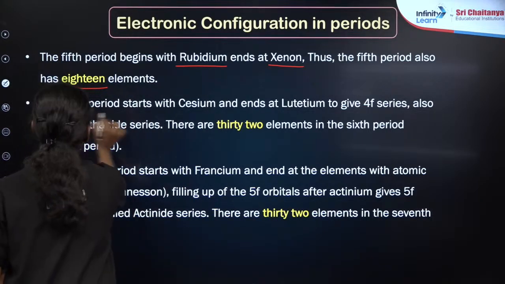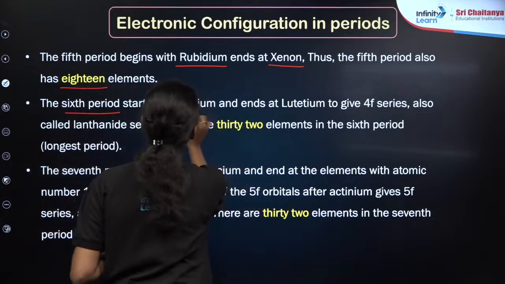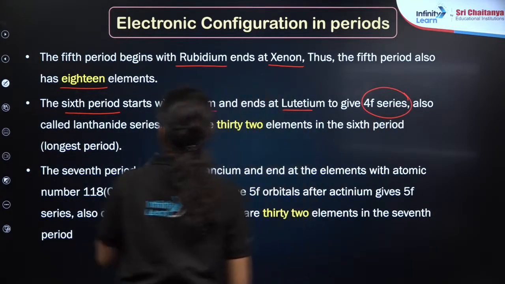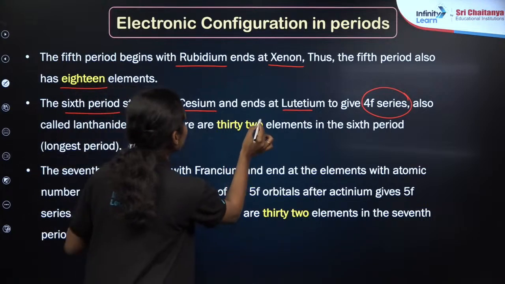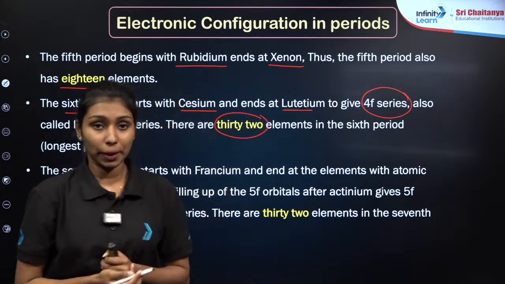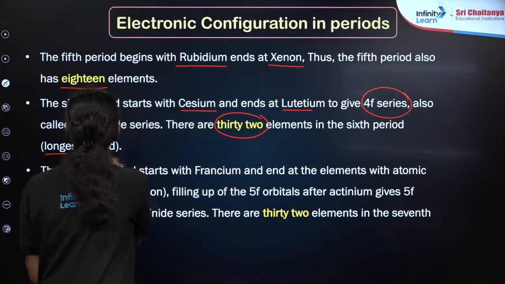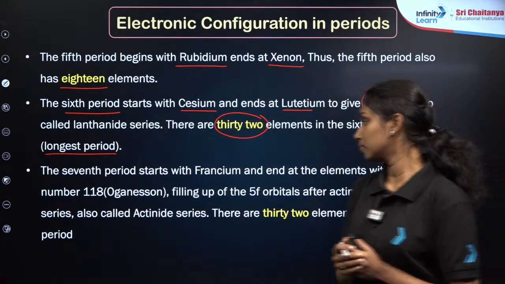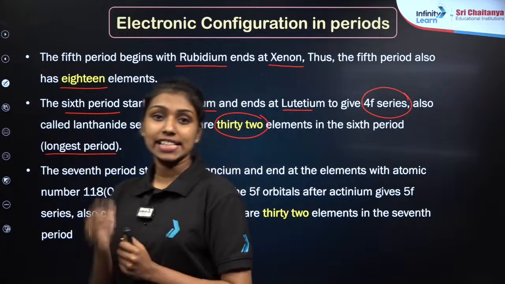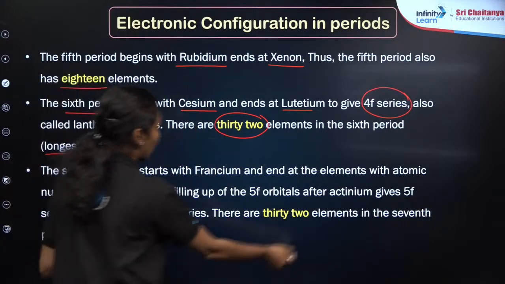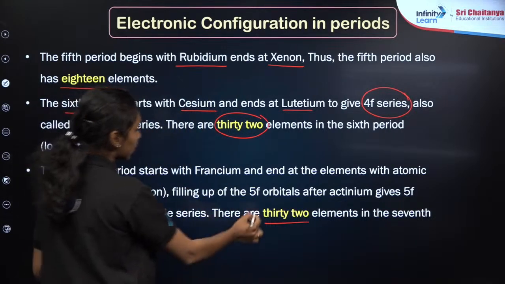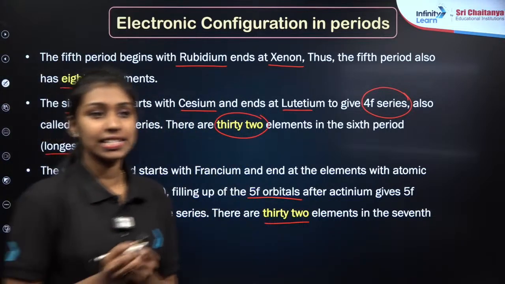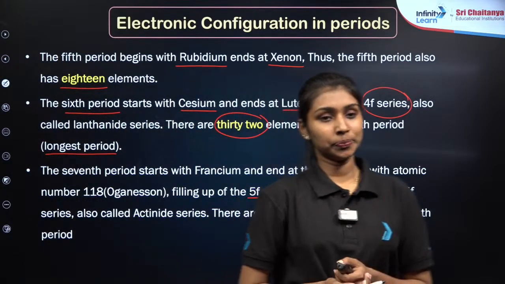Now let me move to the sixth period. It starts with cesium and ends with lutetium, giving the 4f series, that is the lanthanide series. It also contains 32 elements, making it the longest period. Then the last period, the seventh period, again contains 32 elements, in which the last electrons enter into the 5f orbitals, including the actinide series. Clear?